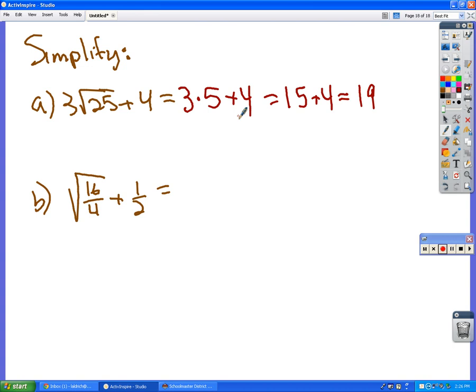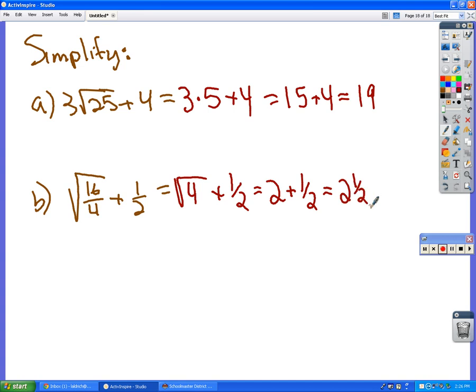Okay? All right. Now this one is tricky because of the fraction. There's 2 different ways that you can do it. The first way, since, like I said, this is parentheses, you do what's inside the parentheses first. So what is 16 divided by 4? 4. So I can rewrite that as the square root of 4 plus 1/2. Then what's the square root of 4? 2. Because 2 times 2 is 4, plus 1/2.